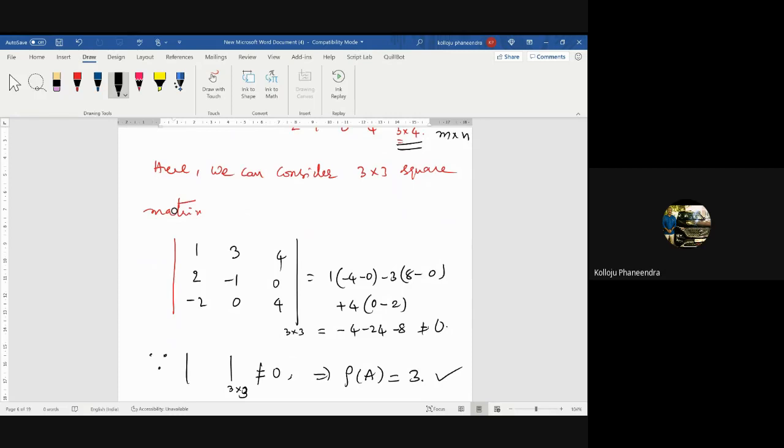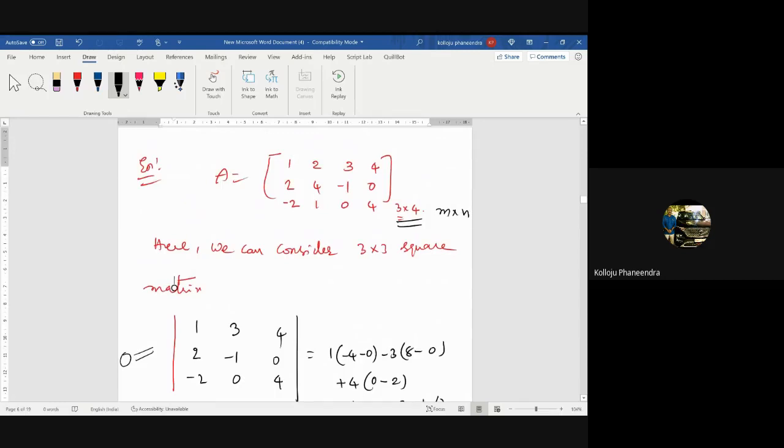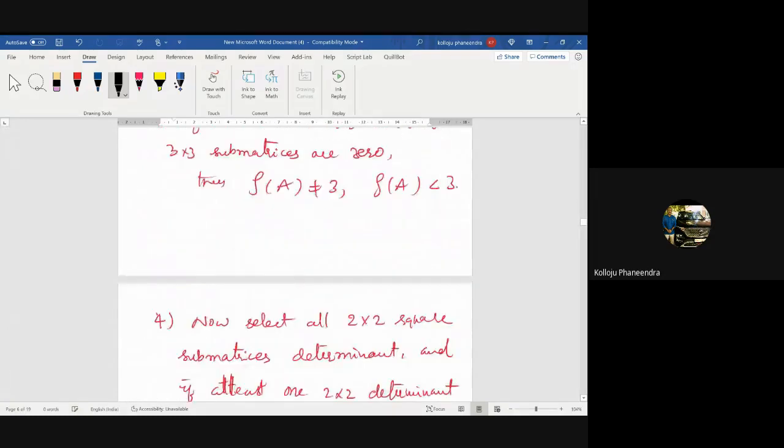Suppose, just an assumption, if this 3 by 3 is 0, then we go for another 3 by 3. If that one is also 0, meaning all possible 3 by 3 square submatrix determinants are 0, then what is the rank? Less than 3. Very good. So what is the conclusion here?